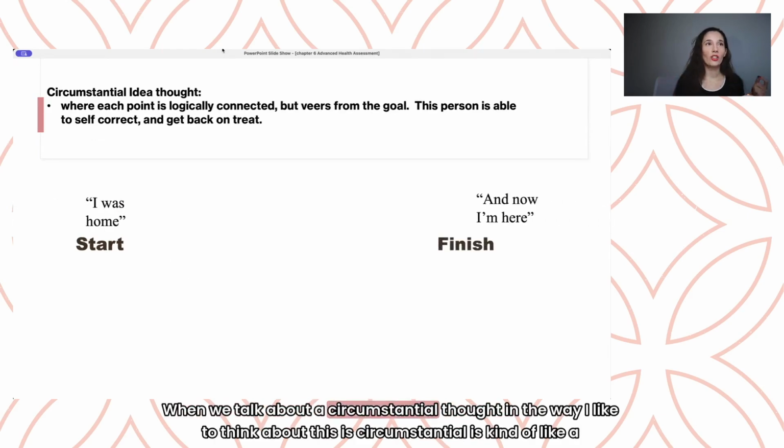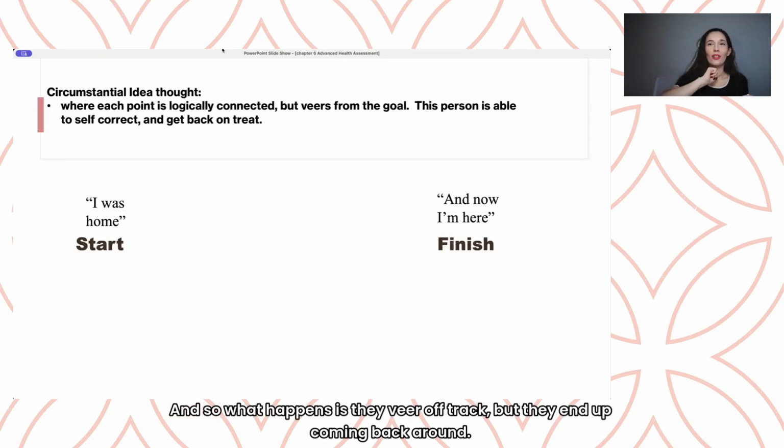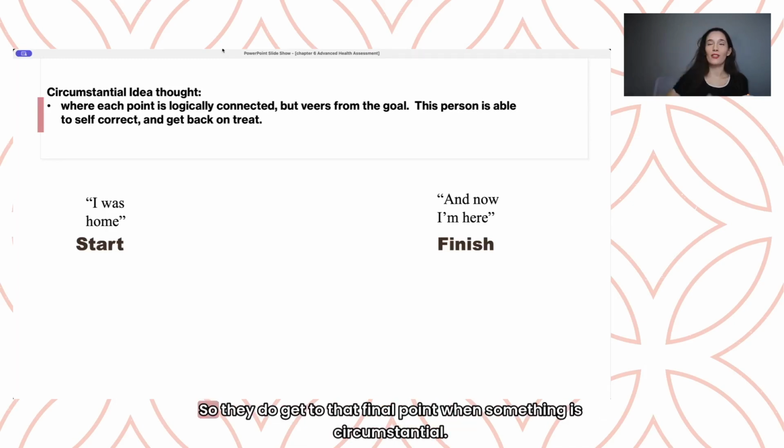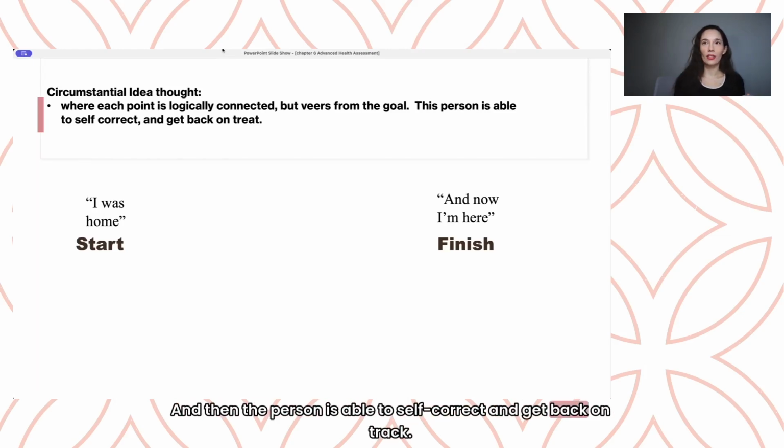When we talk about a circumstantial thought, and the way I like to think about this is circumstantial is kind of like a circle. And so what happens is they veer off track, but they end up coming back around. So they do get to that final point when something is circumstantial. So where each point is logically connected but veers off the goal, and then the person is able to self-correct and get back on track.